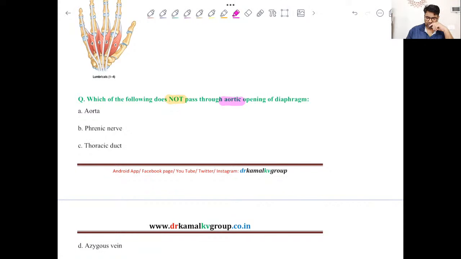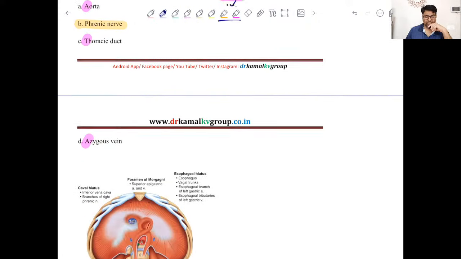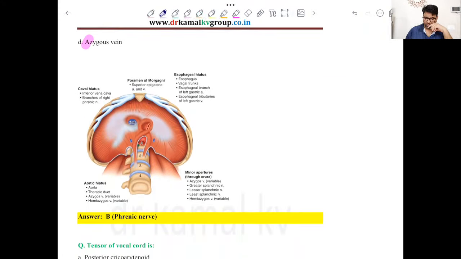And yes, Sneha, you are absolutely right. The answer is phrenic nerve. Apart from this, aorta, thoracic duct and azygos vein. The mnemonic, I think most of you must be knowing, is ARTA, right? So that is for aortic hiatus. Sneha was absolutely right. Phrenic nerve does not pass through the aortic opening.